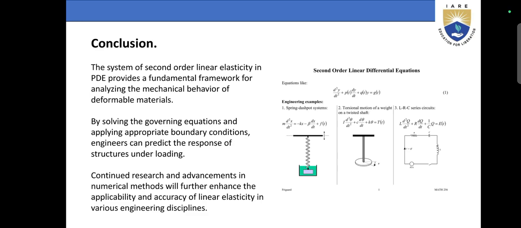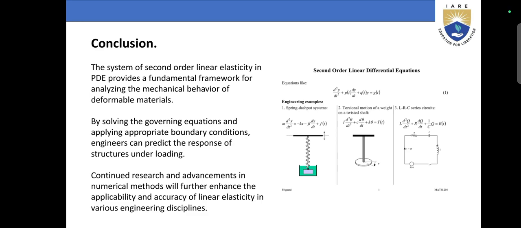engineers can predict the response of structures under loading, and continued research and advancements in numerical methods will further enhance the applicability and accuracy of linear elasticity in various engineering disciplines. Here we know that they predict the response of structures under loading, using appropriate boundary conditions, and the accuracy of linear elasticity in various engineering disciplines.